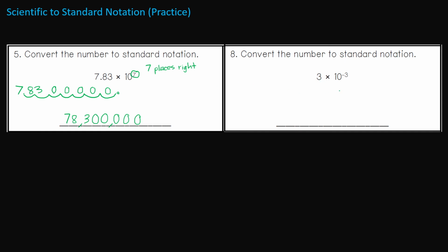Okay, number 8, we have the number 3 times 10 to the negative third power. This negative 3 exponent tells us to move 3 places to the left. So I'm going to write this 3. Here's my decimal. I'm going to move it 1, 2, 3 places and fill in placeholder zeros. So my actual number in standard notation looks like this, 0.003.